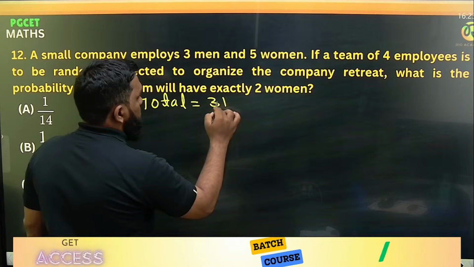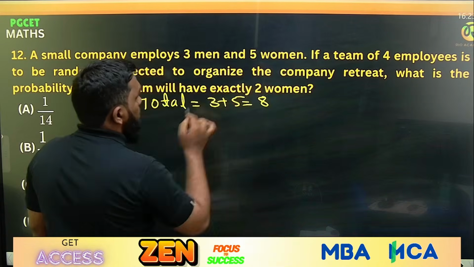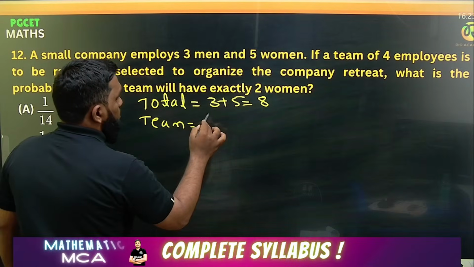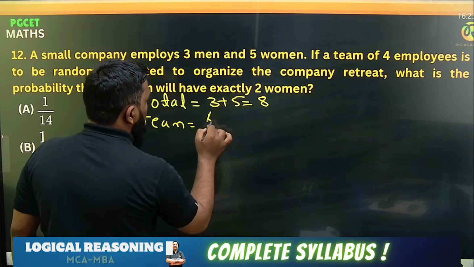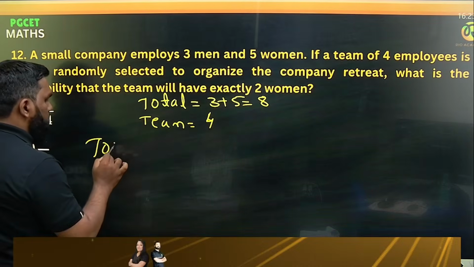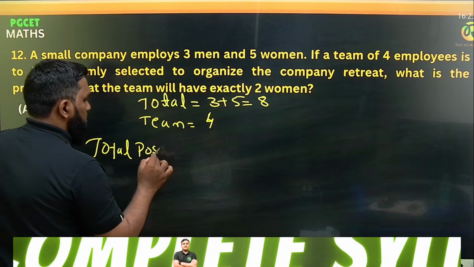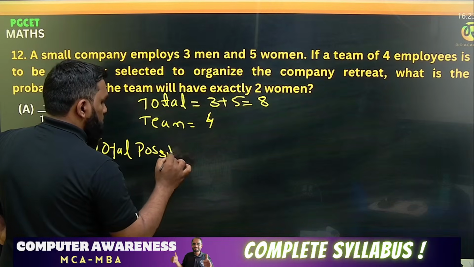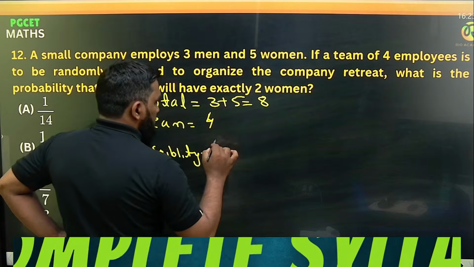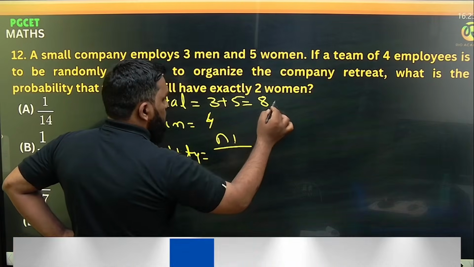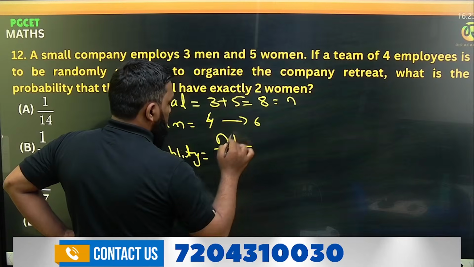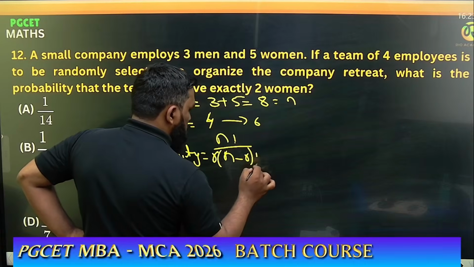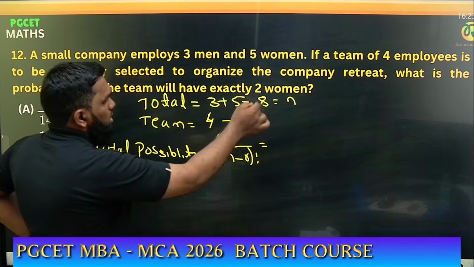Total, that is 3 plus 5 equals 8. And how many? A team of 4 employees to be randomly selected. That is 4 employees, and total possibilities. Again, we are going to apply the combination formula, that is n factorial divided by r factorial into n minus r factorial. Now tell me the first answer. After that I am going to tell what we have to do.